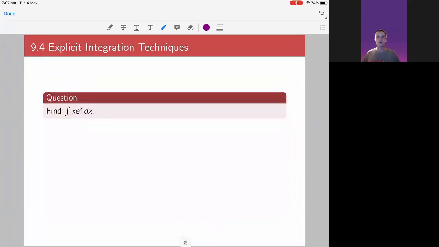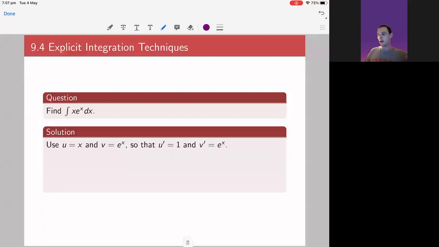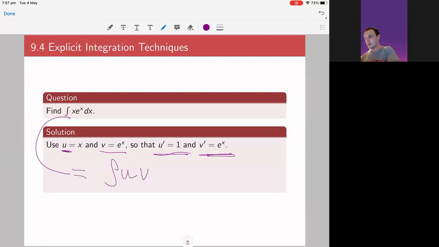Another good example is when you're multiplying polynomials by the exponential function. How do you evaluate the integral of that? Well, this time I'm going to set u to be equal to x, and I'm going to set v to be equal to e to the x. Why do that? Well, because the derivative of u is 1 and the derivative of v is e to the x. So that means this integral is exactly equal to u times v dash.